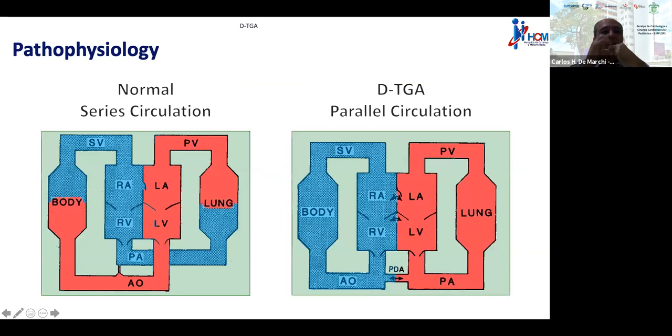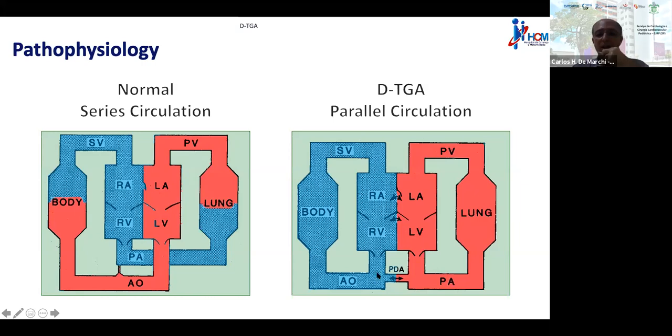Pathophysiology. The normal circulation is a series circulation. Our circulation is something like this. The desaturated blood with low saturation from the body through the systemic veins arrives at the right atrium, right ventricle, pulmonary artery, goes to the lungs to receive oxygen, and the oxygenated blood goes through the pulmonary veins to the left atrium, left ventricle, aorta, and body again. This is a series circulation.